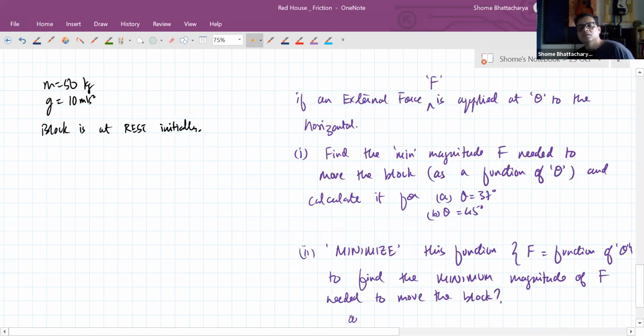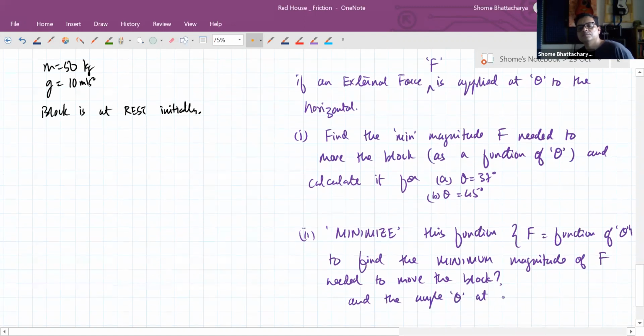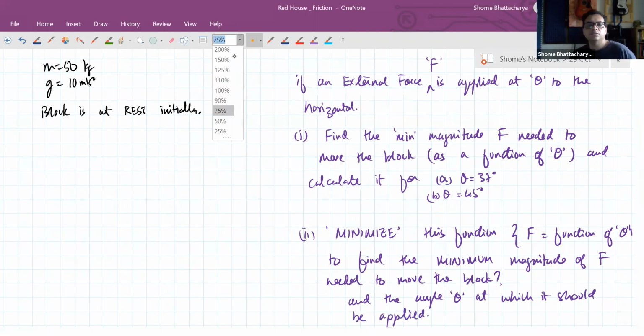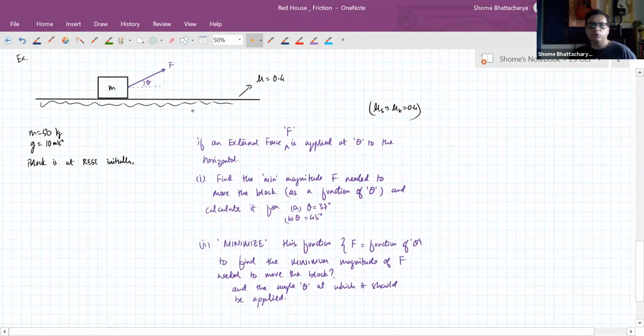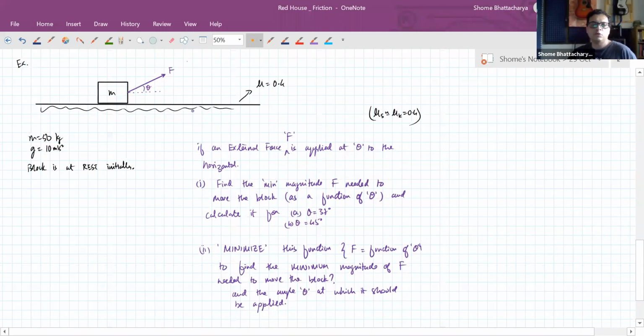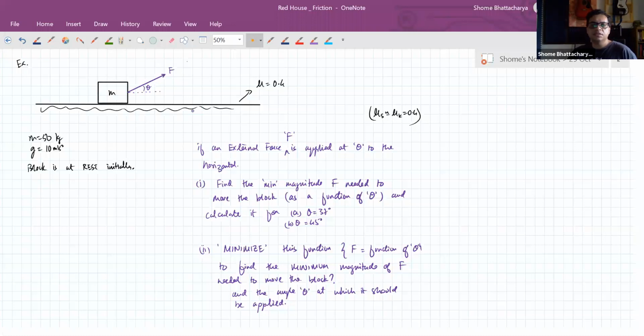Okay. And the angle theta at which it should be applied. So if I had the option of varying the angle at which I'm applying the force, then first of all, what angle I should apply the force at, so that I can move the block with minimum amount of force. And what is that minimum amount of force? So what is that minimum magnitude of force? Okay, so this is a more complex type of problem.